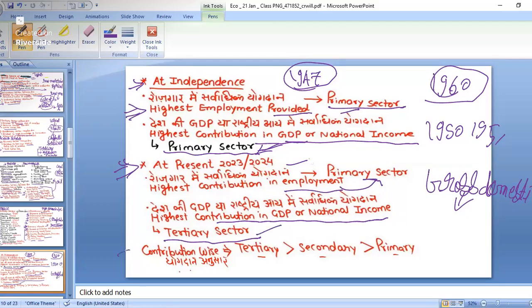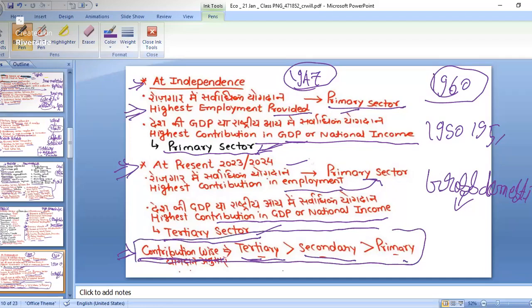Nowadays, if we see contribution-wise, in the arrangement of the sectors, the tertiary sector contributes more. Then after the tertiary sector comes the secondary sector, and last is the primary sector. We must know this arrangement in descending order: tertiary, secondary, and then primary sector.